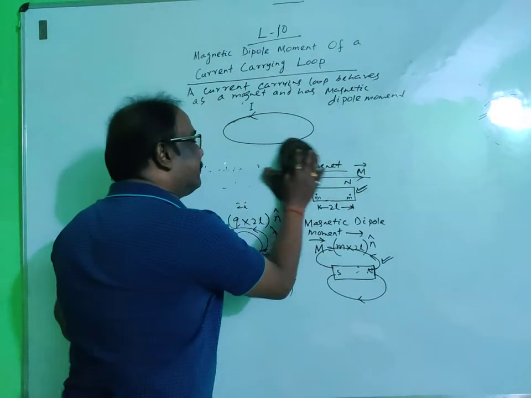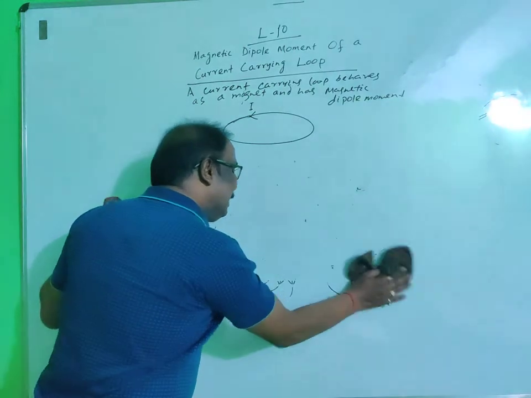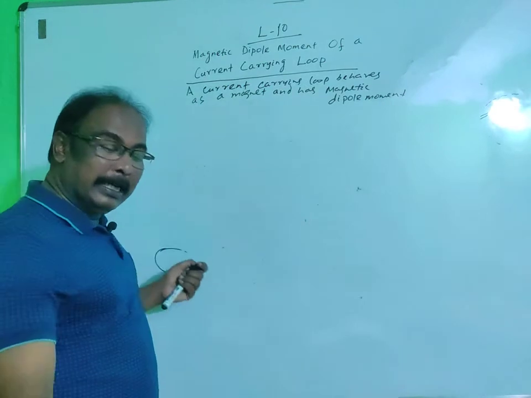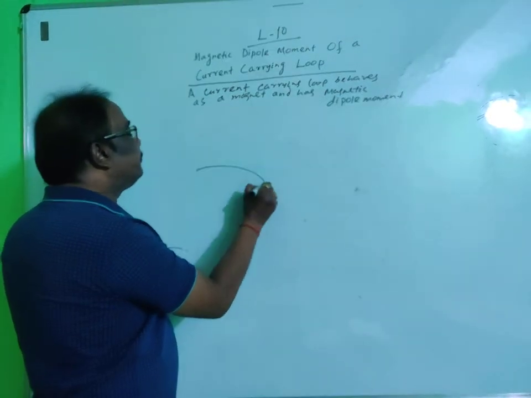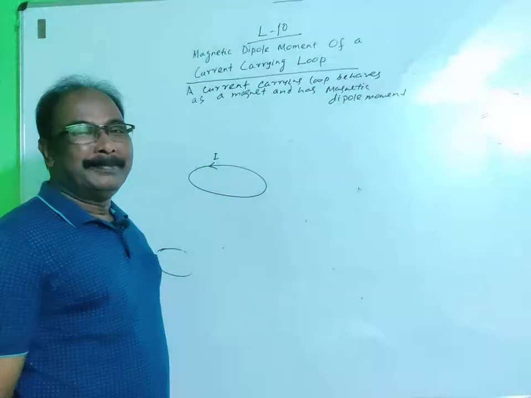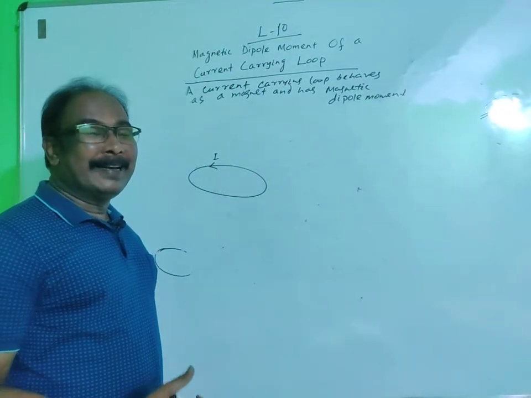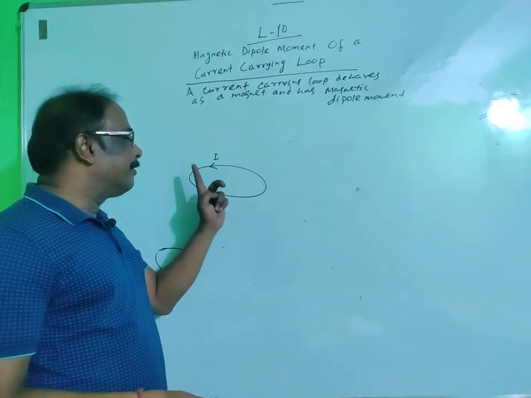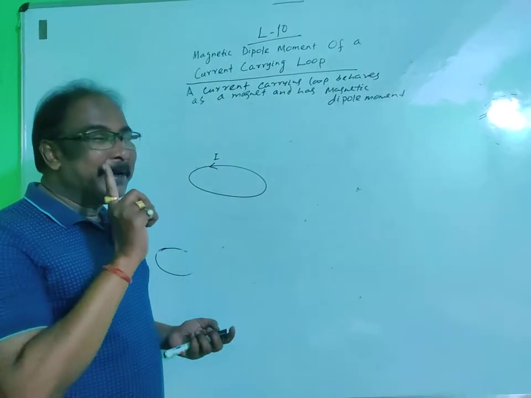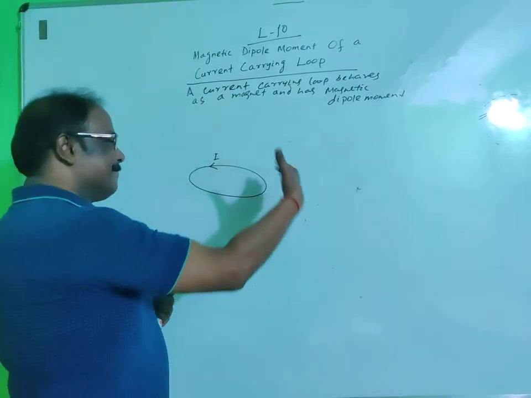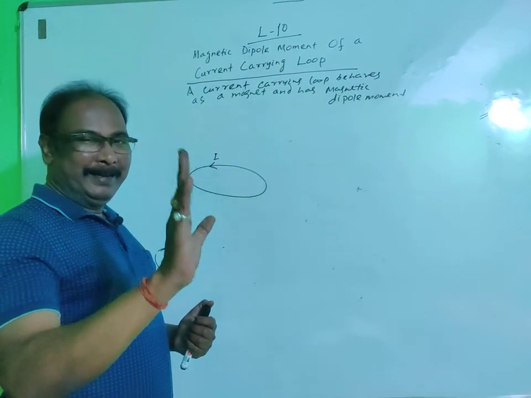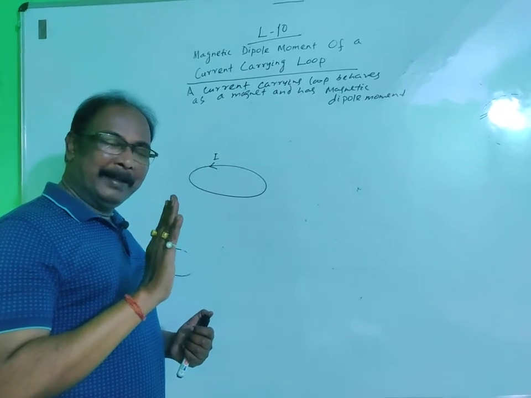Suppose this is a current carrying loop. Again I am representing the same diagram. Suppose current is flowing in anticlockwise order. Then, as we have discussed, a current carrying conductor produces a magnetic field, and this current carrying loop also produces a magnetic field. Then how can we determine the direction of the magnetic field? By simply using the right hand thumb rule.